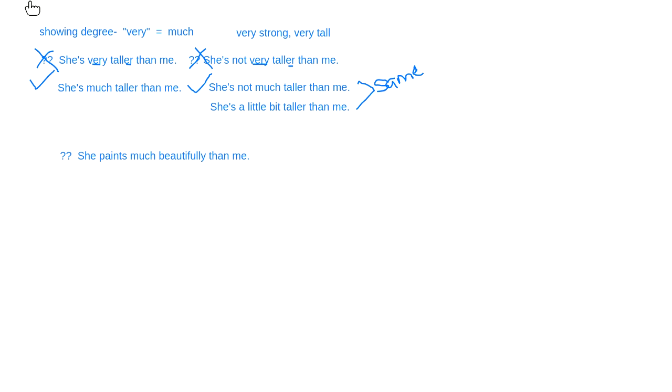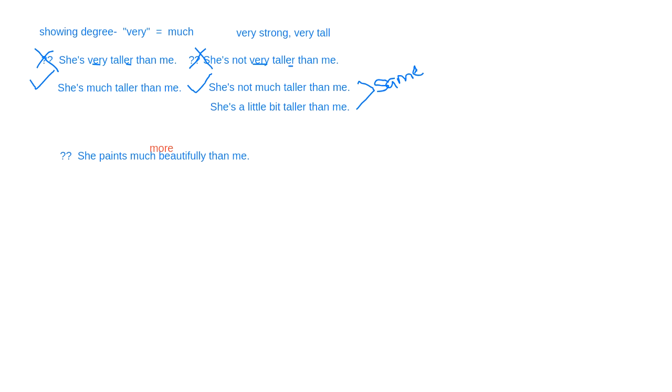No. Okay, what's wrong? So what do I need to do? She paints more beautifully than me. But what if I want to emphasize, to show the degree of a lot? Much more. Yeah, there we go. The good thing is that you noticed something was wrong. We have to put more in here. She paints much more beautifully than me.